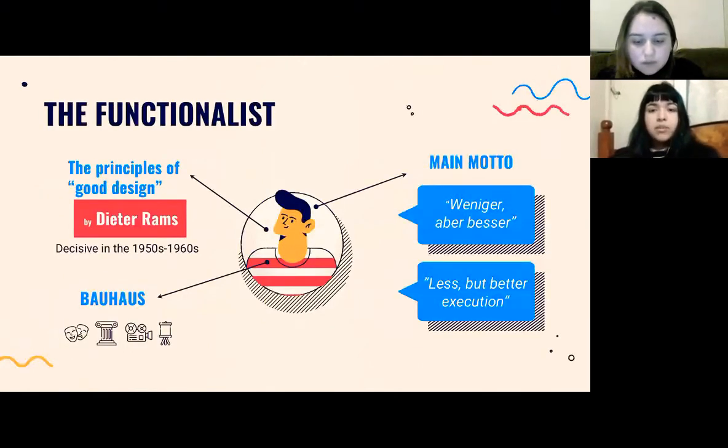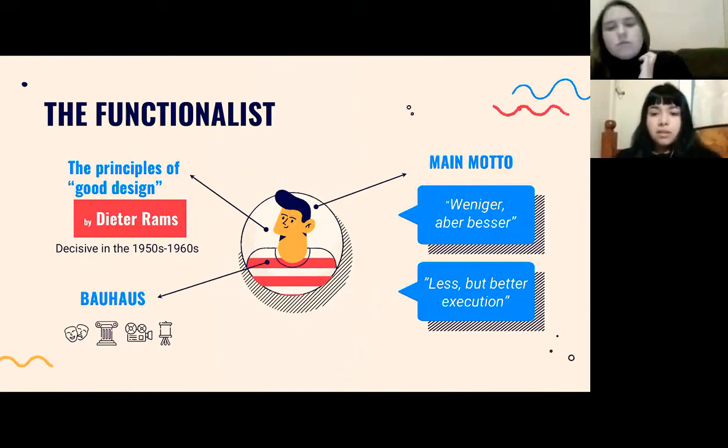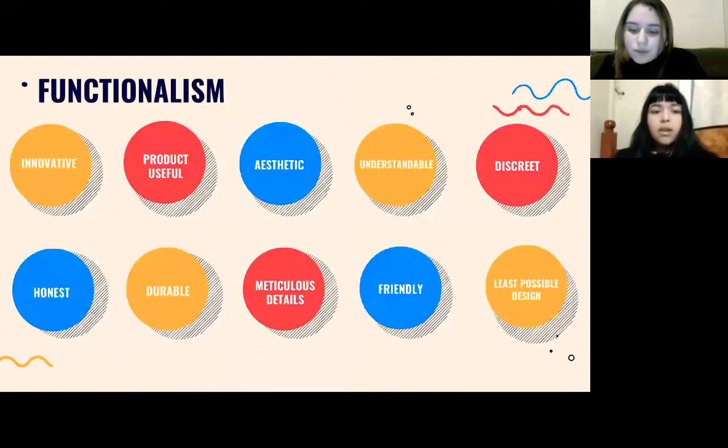The principles of good design established by Dieter Rams have left a great influence on today's best designers. Rams was a key figure in the renaissance of German functionalist design that proved decisive in the 1950s and 1960s. His principal motto being "Weniger aber besser", or less but better execution. Functionalism is characterized by giving more importance to design than style, and by trying to address practical problems in the most logical and effective way.